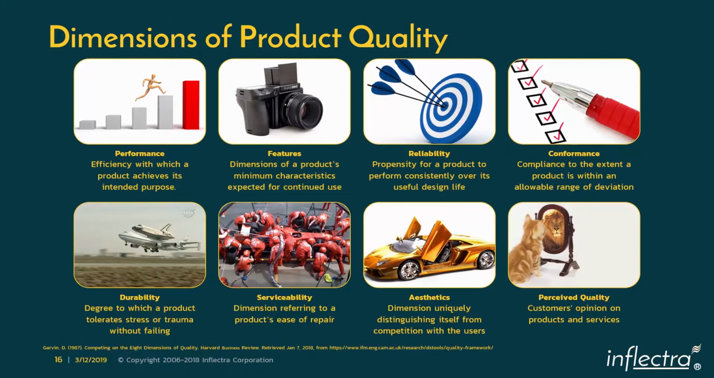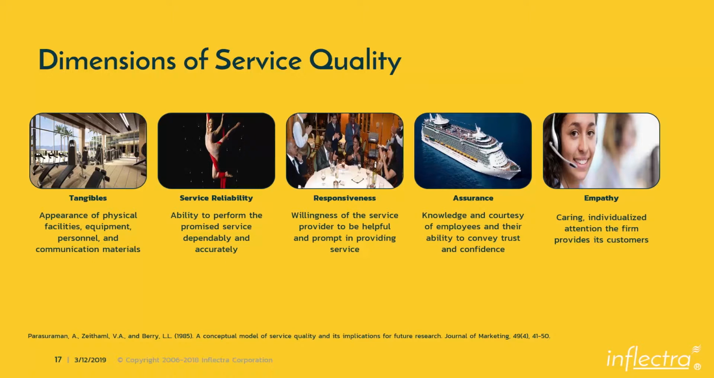Now, let's look at the service quality. The first is the tangibles. This is the appearance that makes me feel welcome. In the software world, this could also mean a user manual, a system manual, an FAQ, context-sensitive help, etc. Service reliability. This refers to the dependable performance.